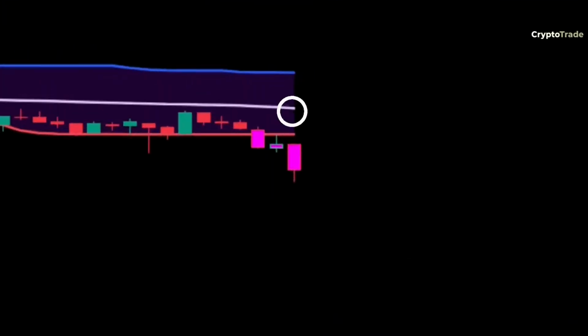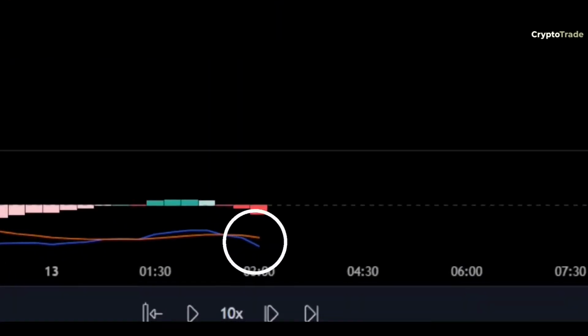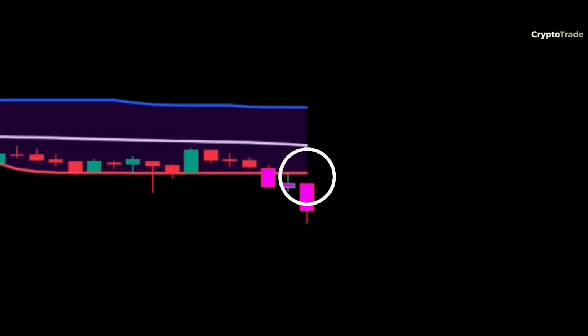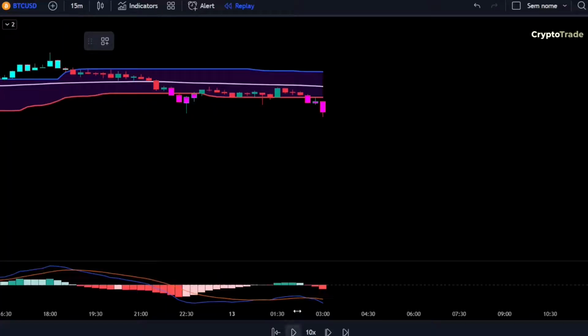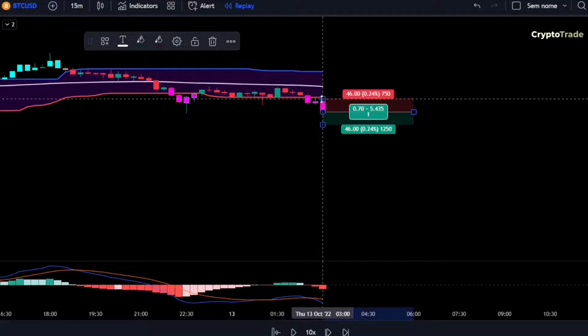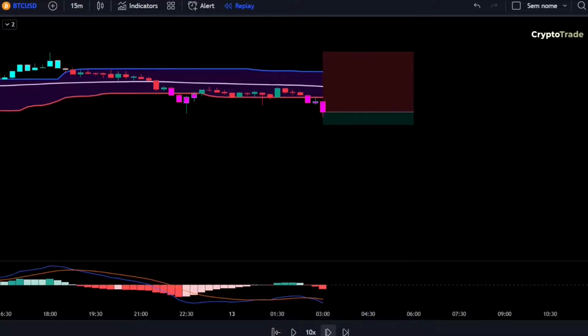The market is below the EMA line. The MACD blue line has crossed the orange line downwards. Wait for a pink candle to close below the high and low indicator red line. As these conditions are met, place a sell order at the close of the candle. Place the stop loss above the nearest swing high.